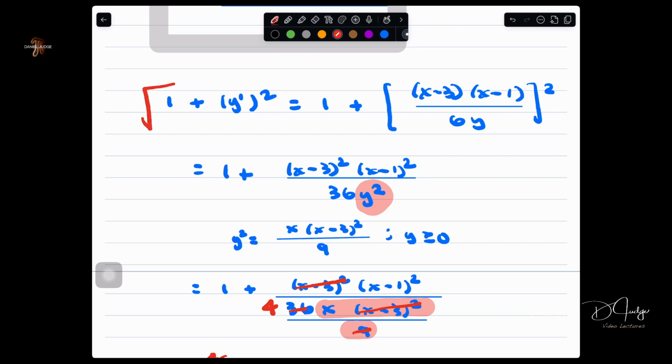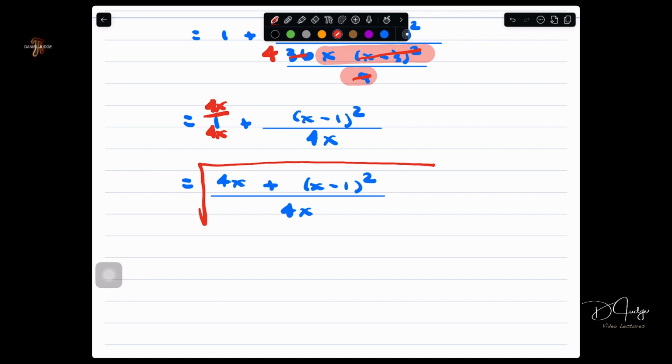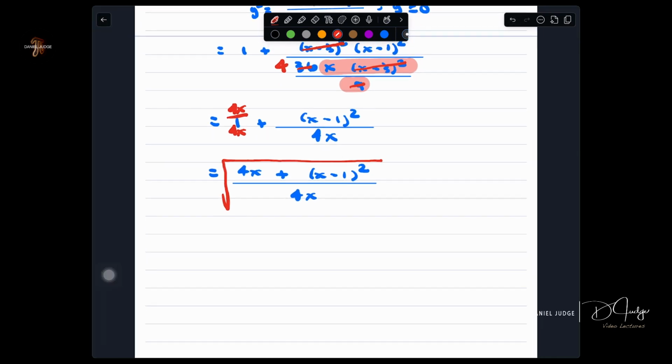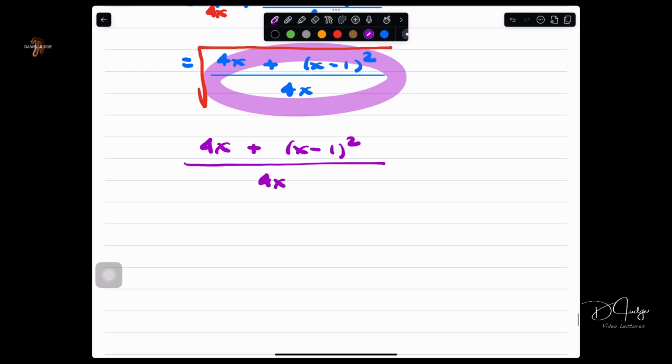So if we take the square root now, we have to be able to integrate what's under that radical. So we may need to see if we can do some algebra over here in any way. So let's try some algebra. Okay, let's see if we can simplify that to some degree. 4x plus (x minus 1) squared over 4x.